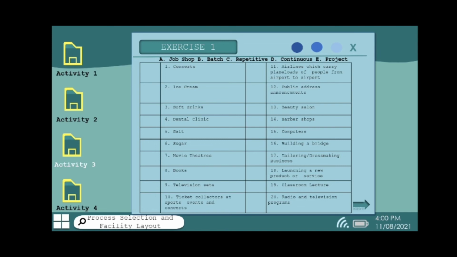Number 13 and number 14 is a job shop, beauty salon and barber shop. Number 15, computers is a repetitive. Number 16, building a bridge is obviously a project. Number 17, tailoring or dressmaking business is a job shop. Number 18, launching a new product or service project. Number 19, classroom lecture is a batch. And lastly, radio and television programs is a batch.